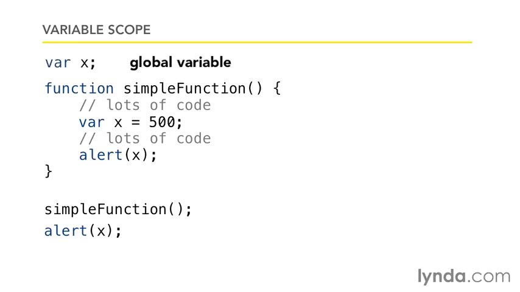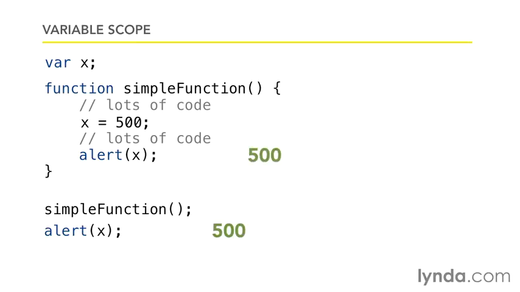So up at the top, I create var x, that's outside all functions, and that's referred to as a global variable. That means we could just use the word x to refer to it anywhere, whether I'm inside a function or outside a function. Now, what I want to be careful of is not using the word var to declare that variable again. So inside simple function, I don't want to say var x, I just want to say x equals 500. So now we could call it inside the function and it would be 500, and then we could call it outside the function and it would be 500 as well.